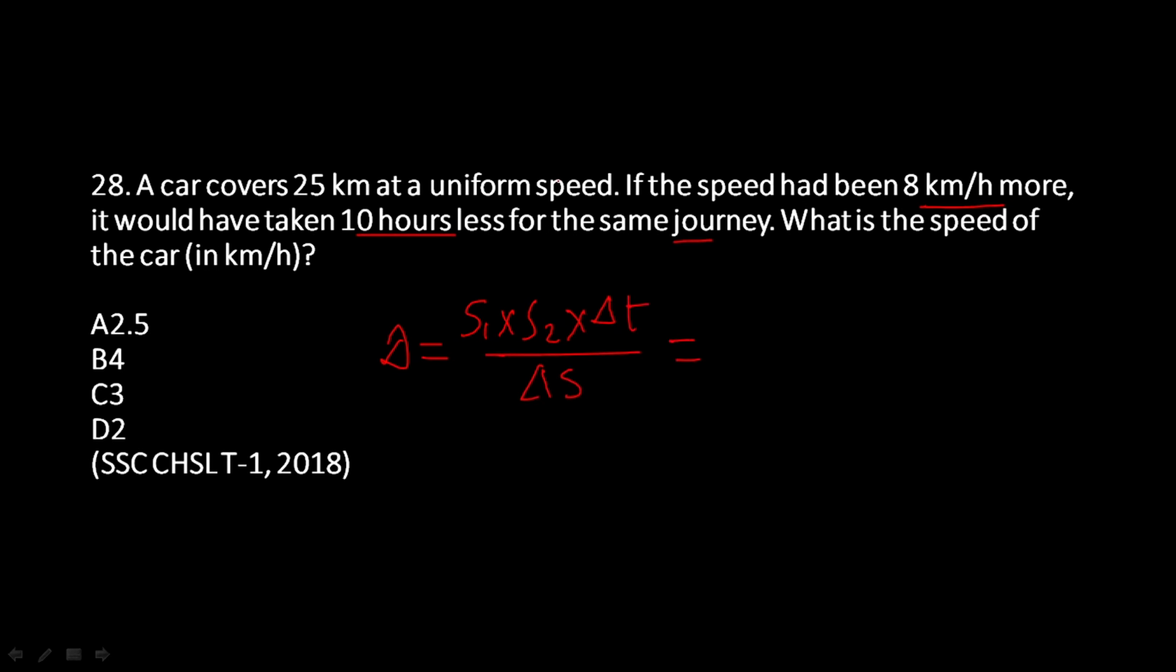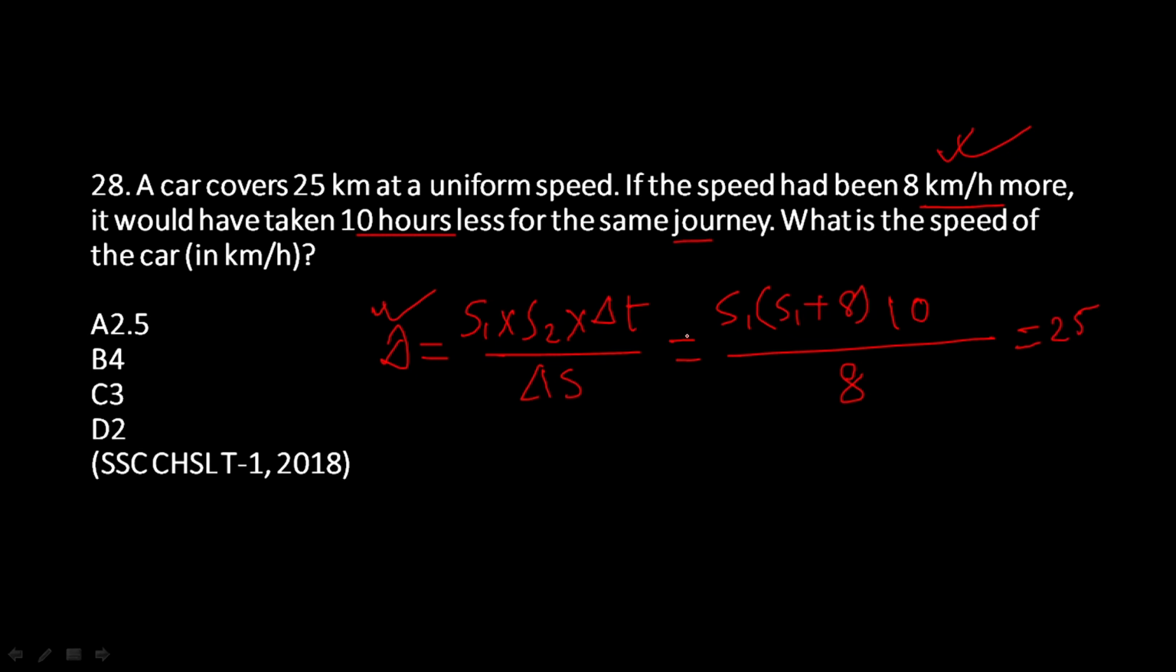S1 and S2 are not given, so just take S1 and S1 plus 8, since the speed is 8 km per hour more. What is the difference of time? Difference of time is 10 hours less, so it will be 10, right? And this is the difference of speed. Difference of speed is 8 because it is 8 km per hour more. The distance is given here. What is the distance? It's 25.